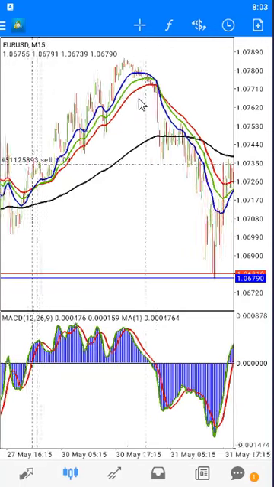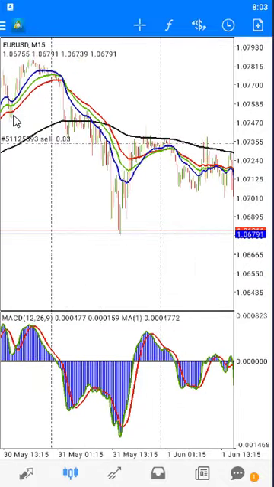Now, as soon as the candlestick comes below, can you see over here, the candlestick is now below this black line. It now means that the trend has changed. Okay, the trend has changed. We are no longer looking for buy opportunity. We now change and now we are looking for sell opportunity.